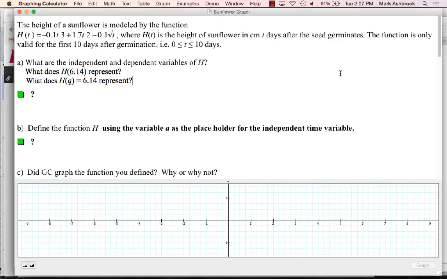Okay, first of all, what are the independent and dependent variables of h? What does h of 6.14 represent? And what does h of q equals 6.14 represent? One minute to discuss those three questions with the person next to you. Go. Don't work ahead.